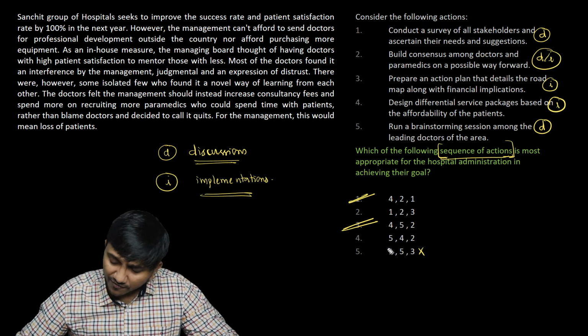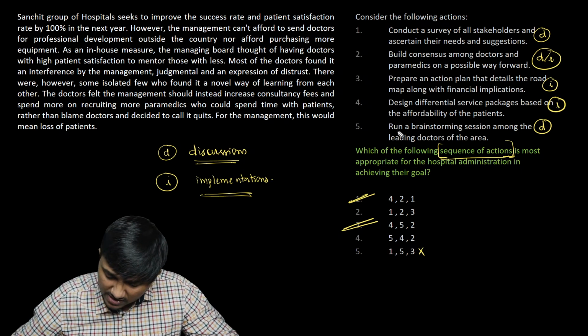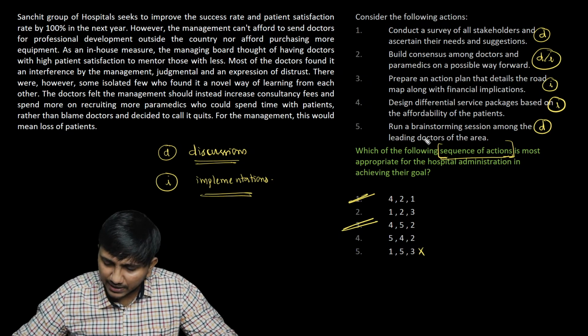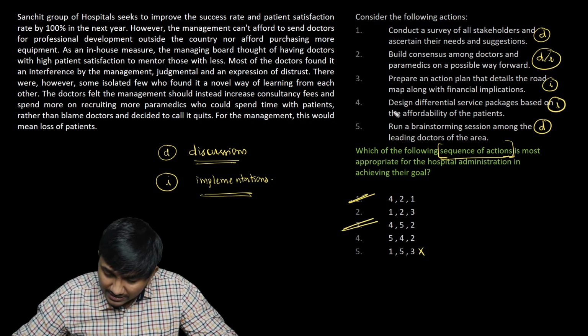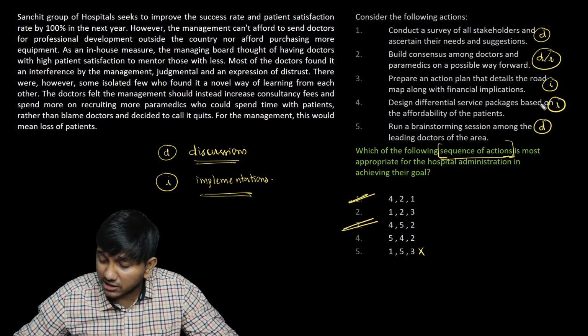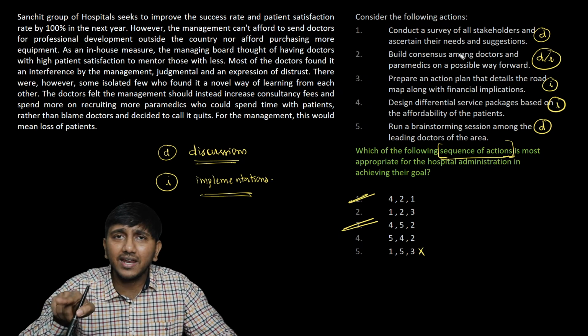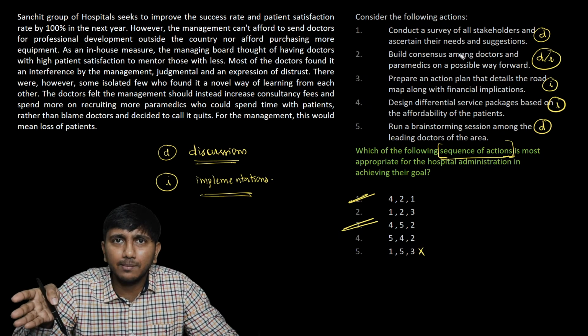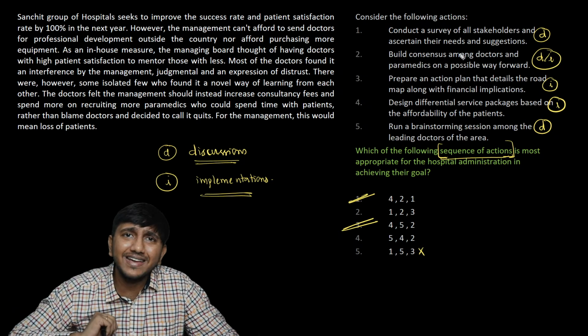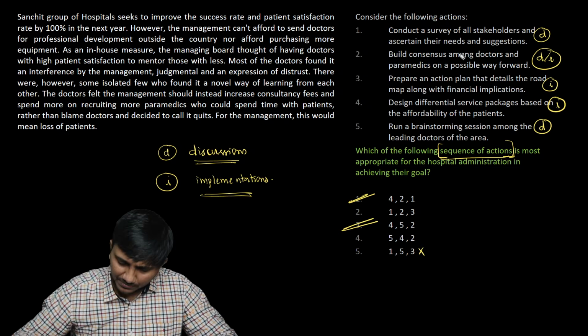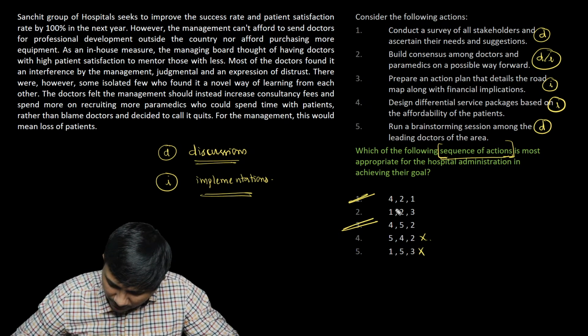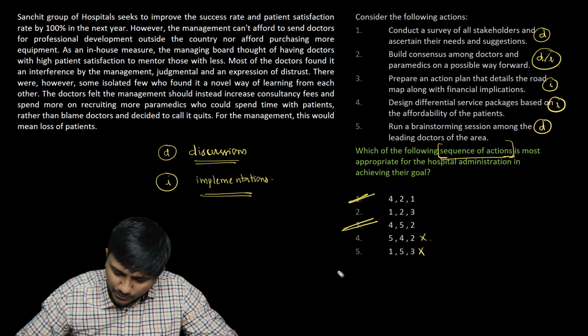Let's look at option 4. 5, 4, 2. Okay, what's 5? Run a brainstorming session among the leading doctors of the area. Okay. 4. Design differential service packages. That is a clear implementation. And then you're going for building consensus. You're already designing. You're already implementing. You're designing the plan. And then why would you go for building consensus? The sequence is kind of messed up. So you can get rid of this also. Let's look at the only leftover option, which is option 2.